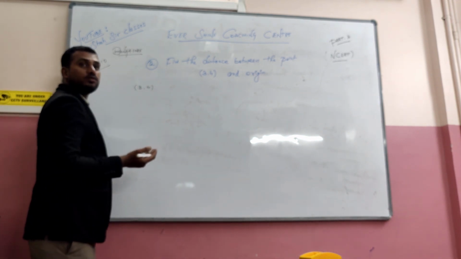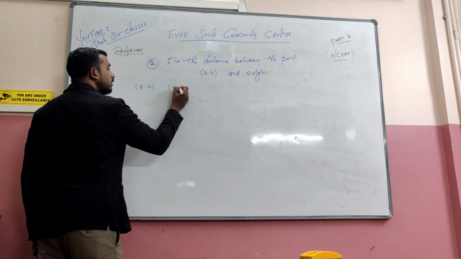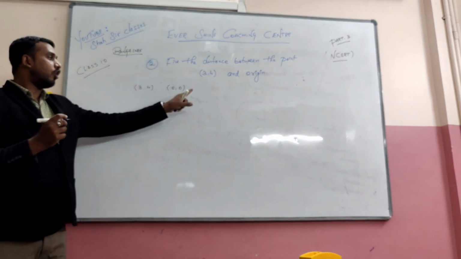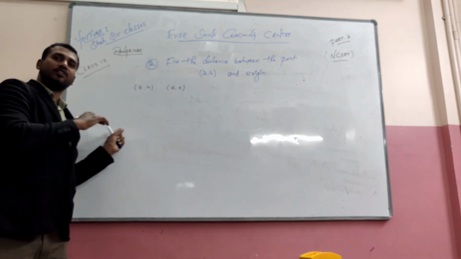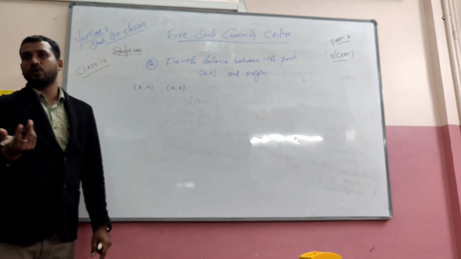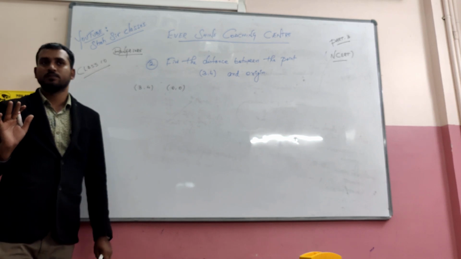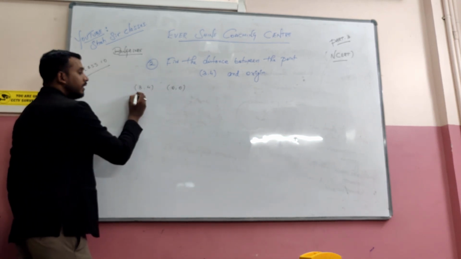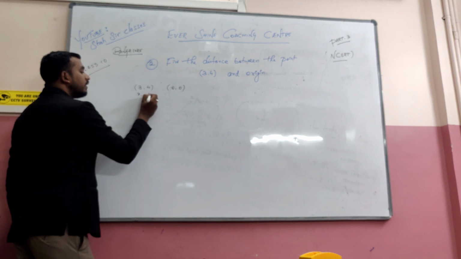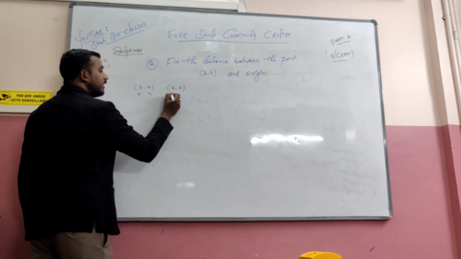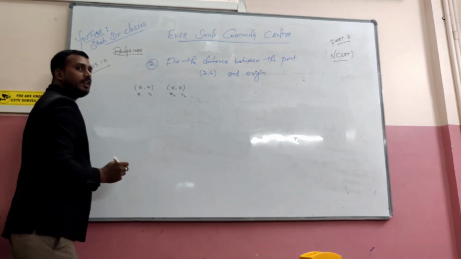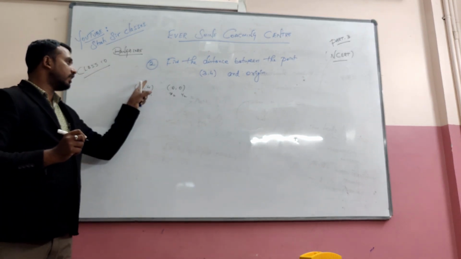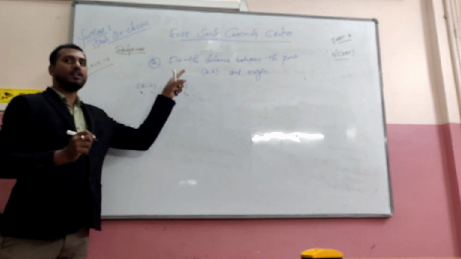Speak out. 0, 0. Correct, no? 3, 4 is the first point, origin is the second point. Or origin is the first point, 3, 4 is the second point. You can take vice versa, no problem. Understood? Now always the first coordinate will be x1, y1. Second coordinate will be x2, y2. So here x1 is 3, y1 is 4, x2 is 0, y2 is 0.